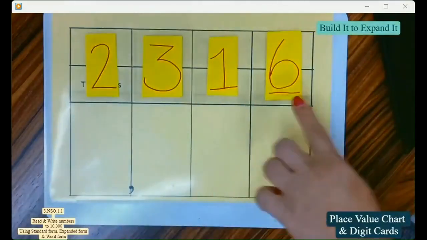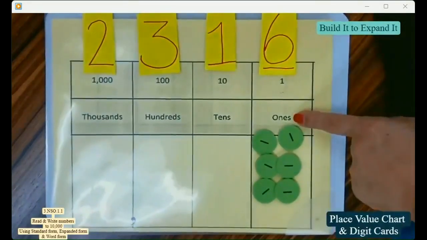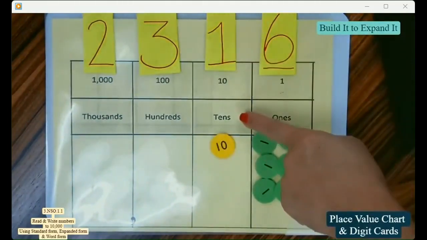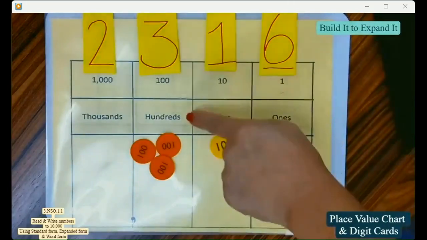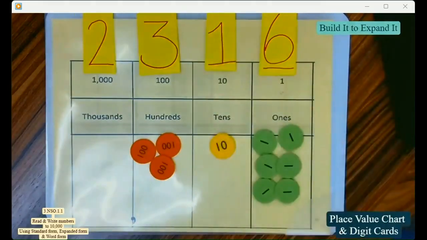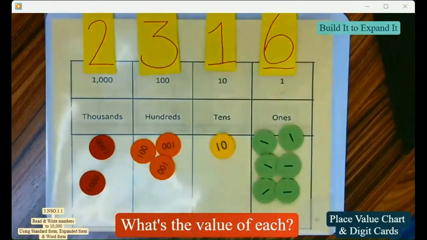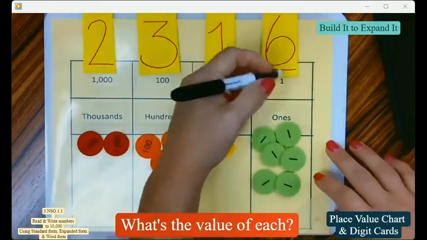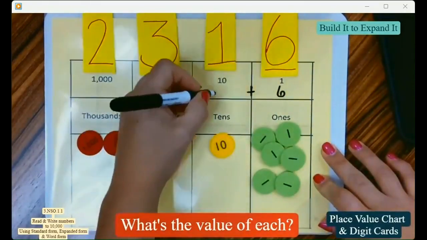In this next example, now we've put a 1 in the tens place. So we still have students build it using base 10 blocks or place value discs to explain that each digit in the place values has a value. When the students go to write the expanded form, then they total what they've built in the place value chart.